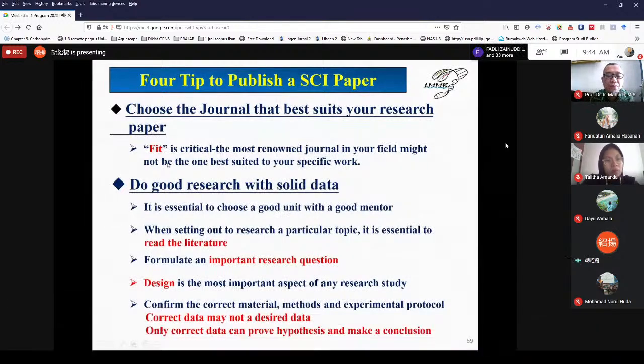Okay. So fit is critical, because you should know one thing: the most famous journal might not be the best one for your specific work. Choose a fitting journal. It's quite important. Then back to the research work. To publish in a good journal, you should do good research with solid data work, then you have a chance to publish a good paper.